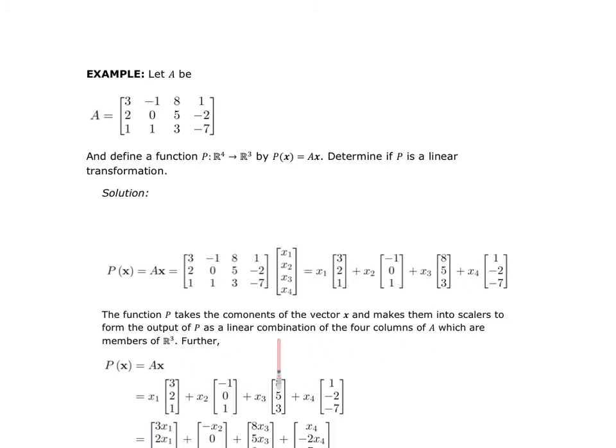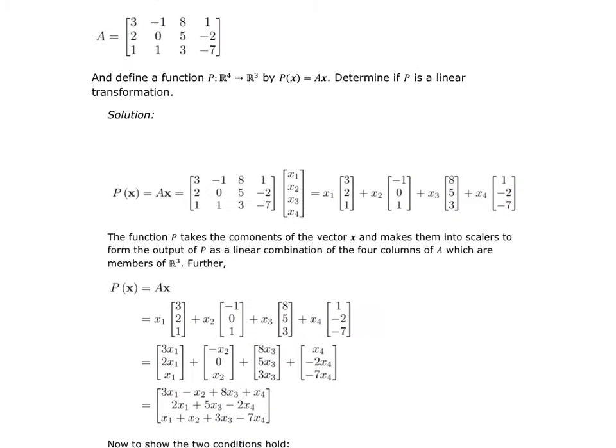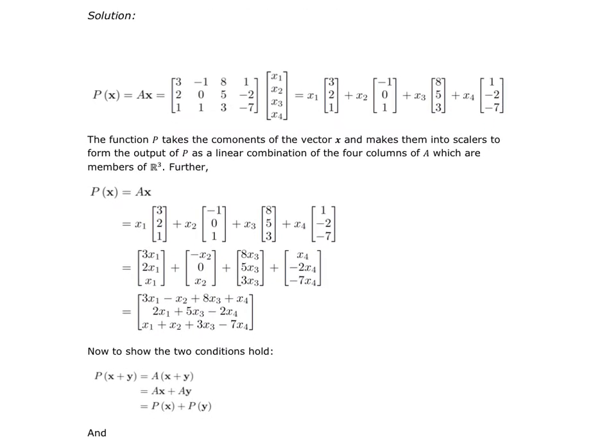So we know that it takes it into a linear combination of the 4 columns of A, which are in R3. So we know that's going to hold true. So we know that we're taking something in R4, and then it's going to end up in R3. So that is that there.